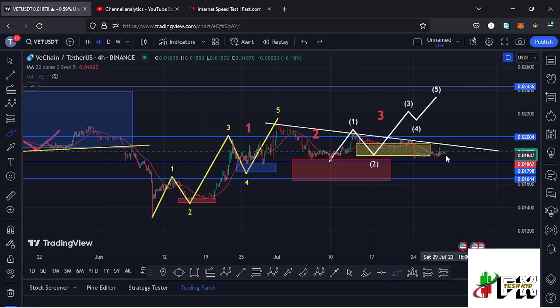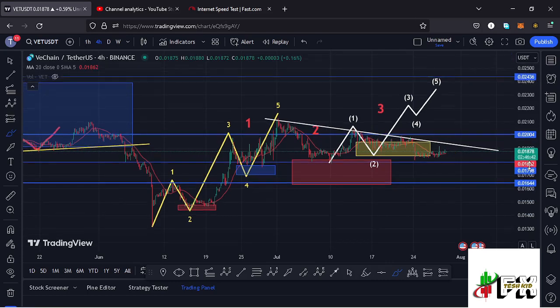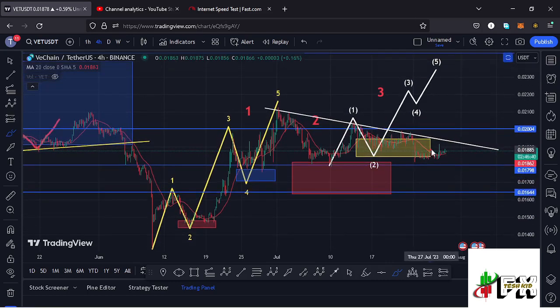Alternatively, in case Vechain does not see a break above that descending trend line, and we don't see a reaction of this yellow target area that I have here on the charts, and maybe by any chance we continue seeing further weakness on the charts, losing our key area of support at around the $0.01798 mark, then that move should give us one more new low within this red target area that I have here on the charts, which is the minimum retracement area for this wave 2.